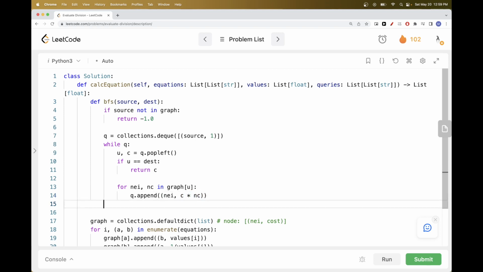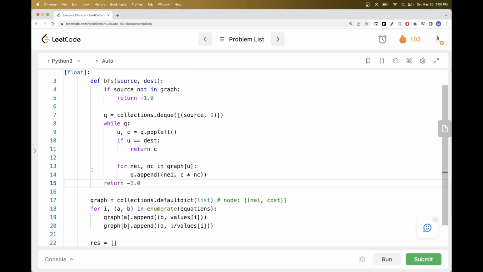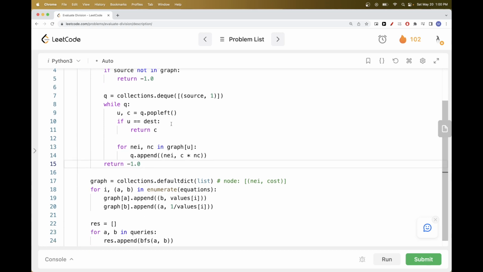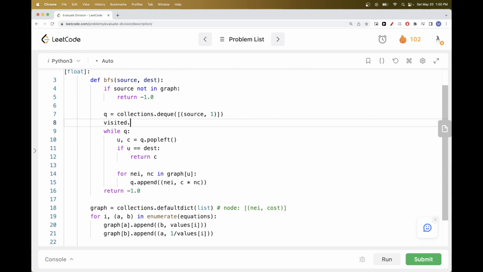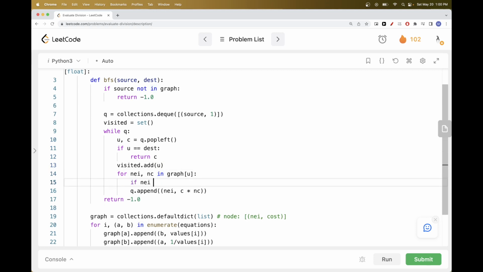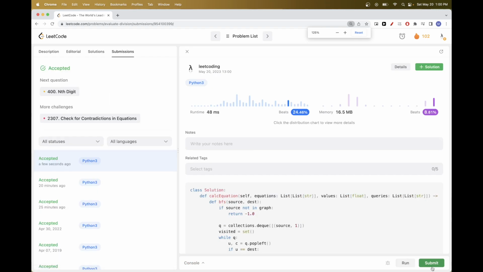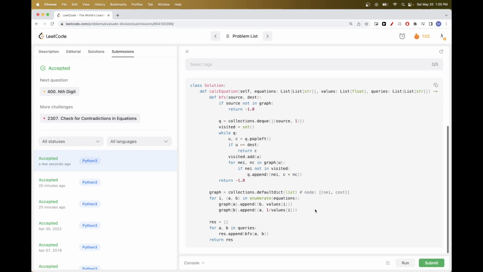And then if we didn't find any path, we want to just return -1 because that's what the problem asks us to do. There's just one thing we haven't done yet, which is we need a visited set so that we don't visit the same nodes multiple times. So we have a visited set here, and we want to add to it. So we're going to add the node, and then here we want to make sure that this is not visited before visiting it. And now we should be good. And looks like it gets accepted, and that passes. Yeah, so pretty simple BFS application.